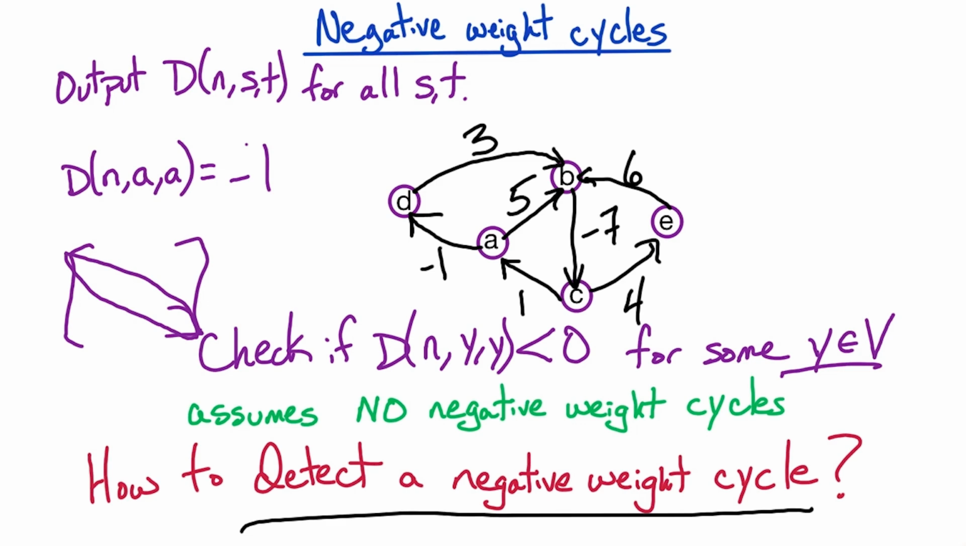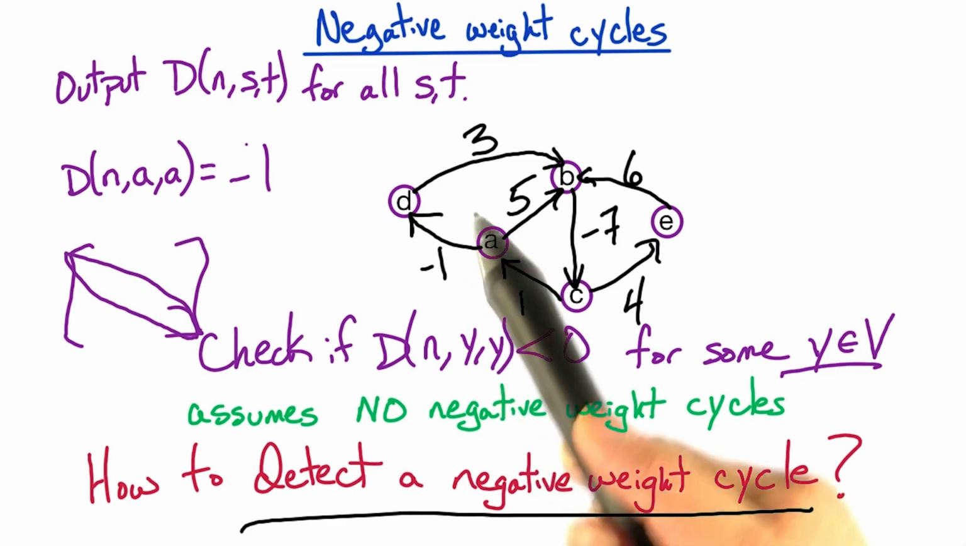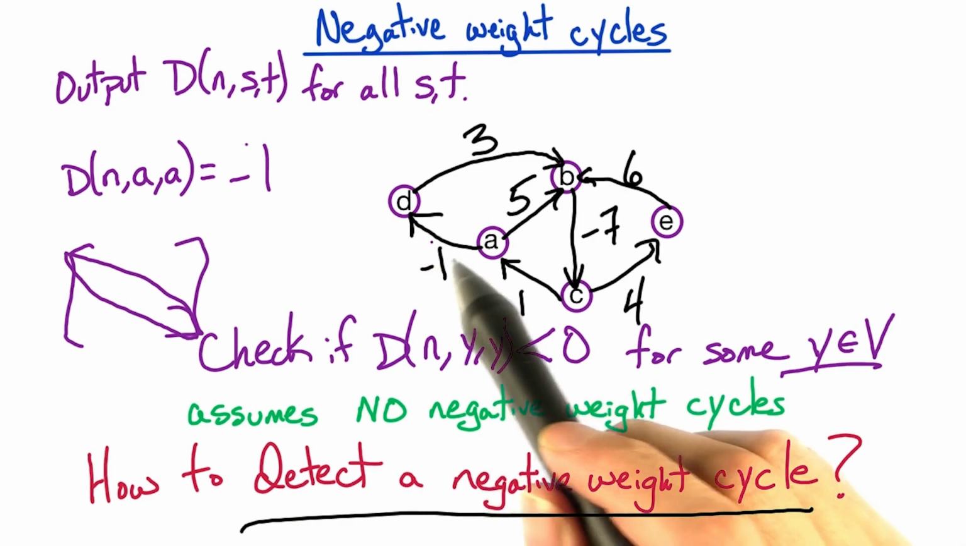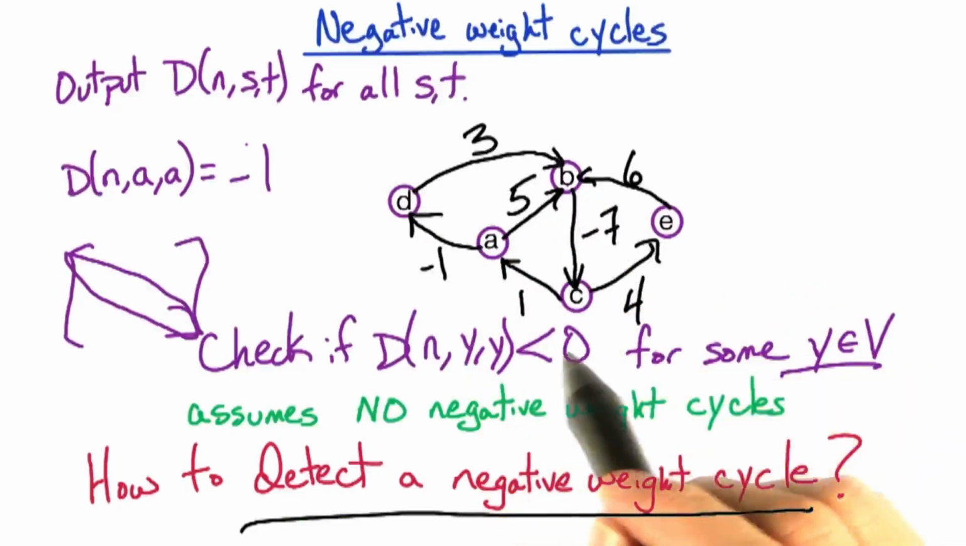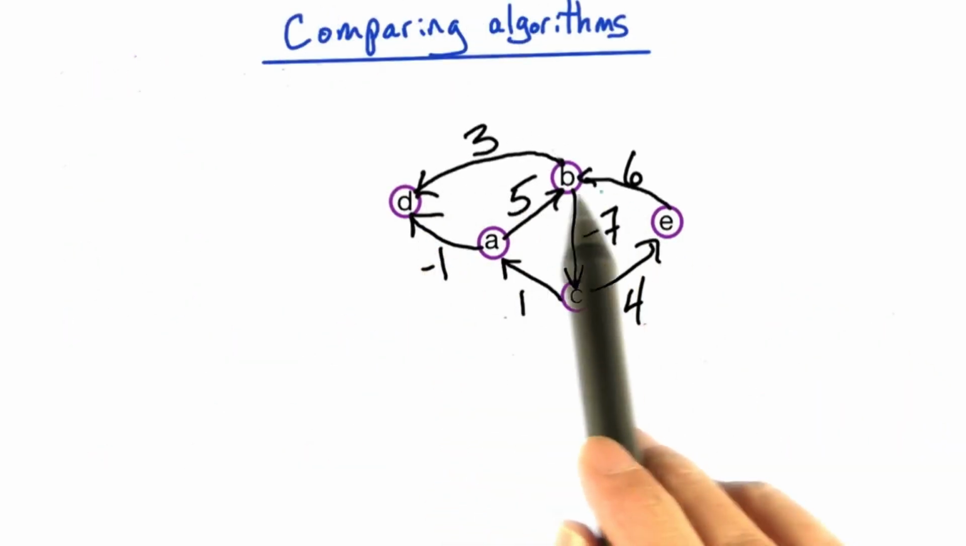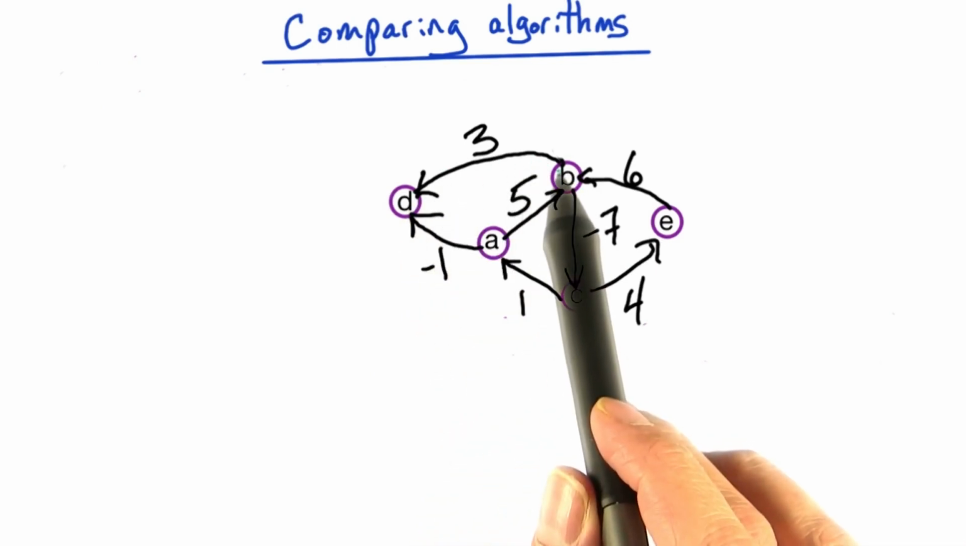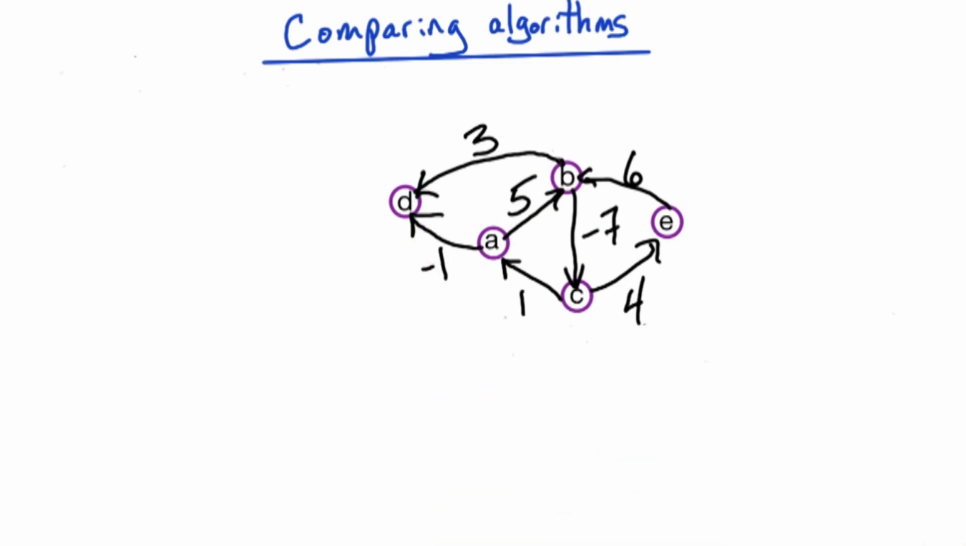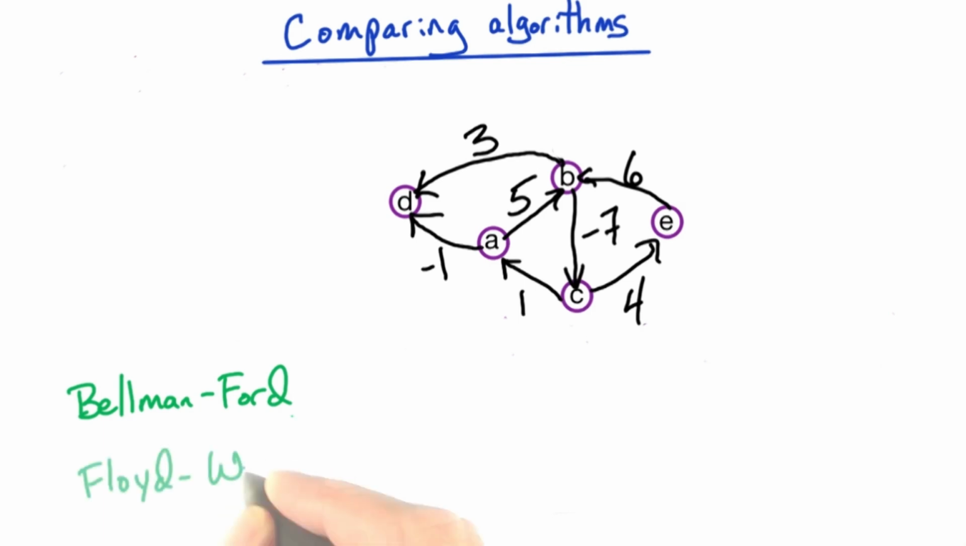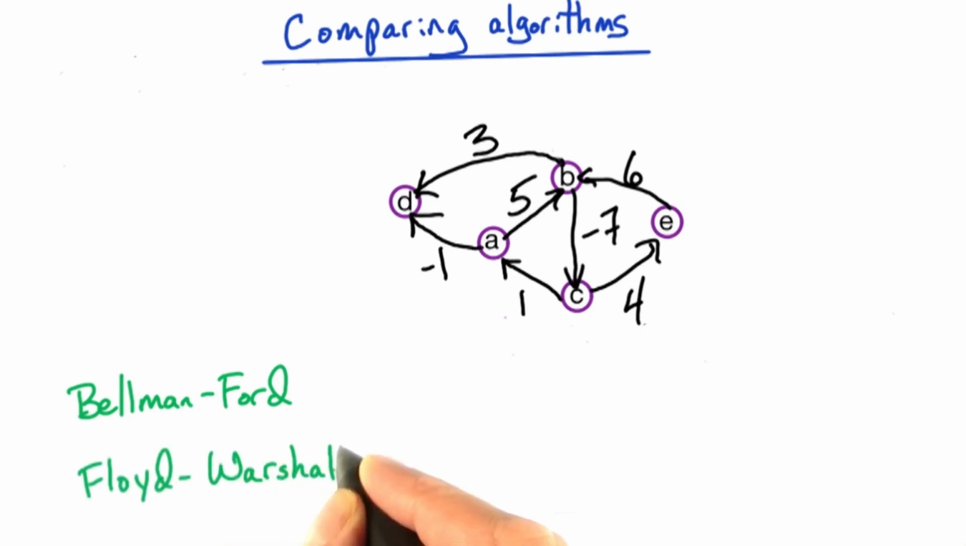There's some difference, though, an important difference that I want to distinguish between the two algorithms. Let me modify this example slightly. I've taken the example from the last slide, and I've just flipped this one edge from D to B, it used to be, and now it goes from B to D. And I want to compare the two algorithms we have for detecting negative weight cycles. First algorithm is Bellman-Ford. The second algorithm we have is Floyd-Warshall.